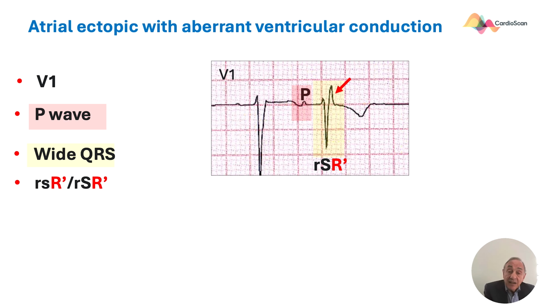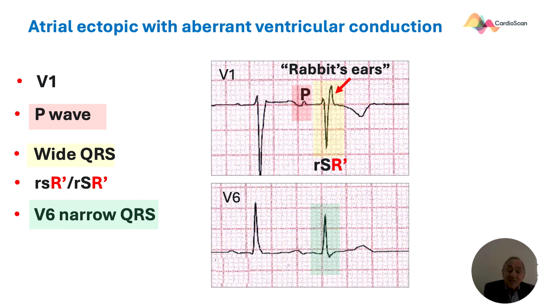And this, the yellow-red highlight, was first described by Barney Marriott, the cardiologist who taught me electrocardiography. And this is what he calls rabbit's ears. Of interest, there's another feature that I have noted over the years, and I've actually found in the literature, that V6 has a narrow QRS, as you can see in this illustration.